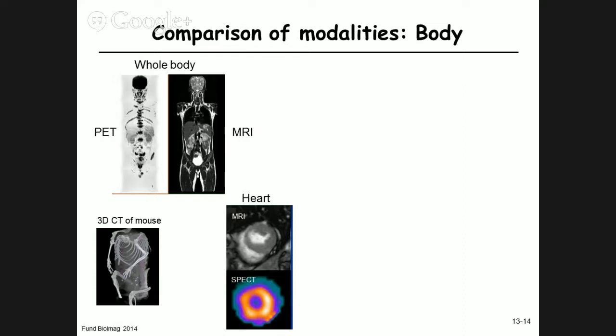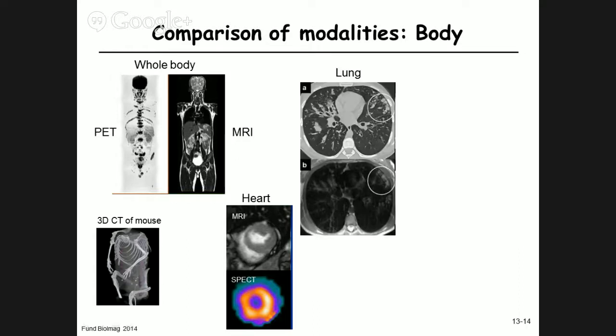Here's two images in the heart. On the top, an MRI image. So here's the blood. This is the muscle, the heart muscle. And here is the uptake of a SPECT agent in the heart, typically related to blood flow.